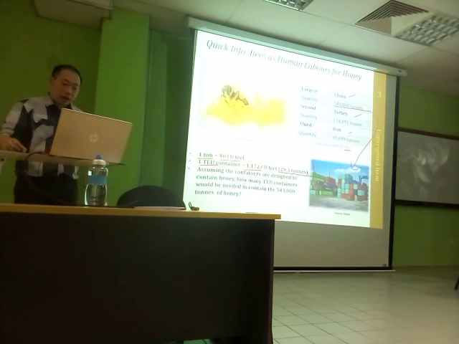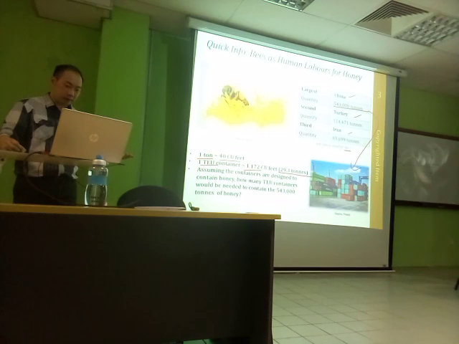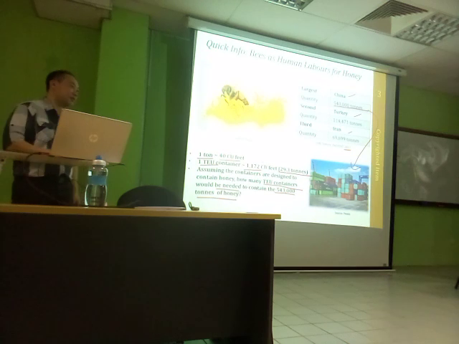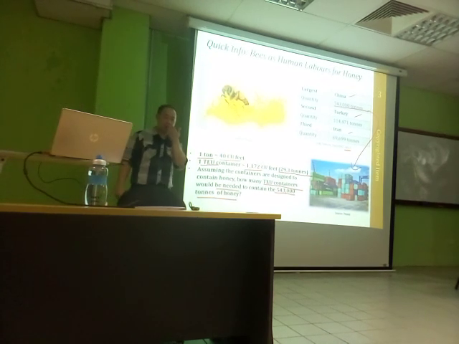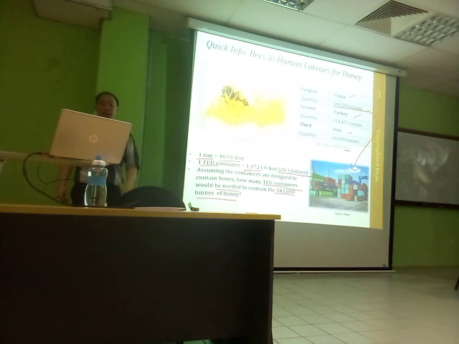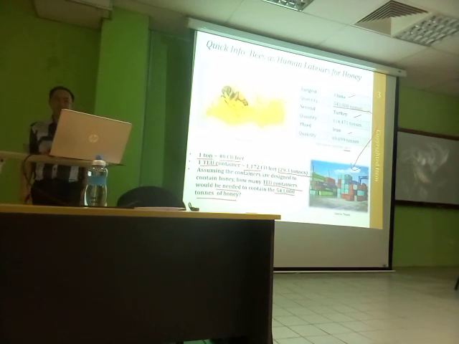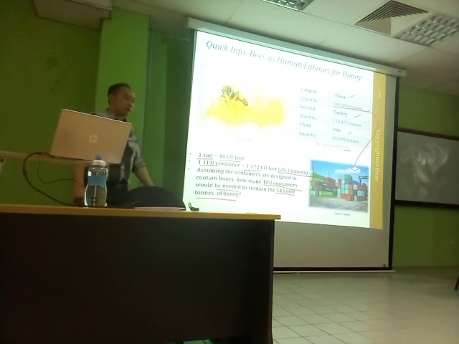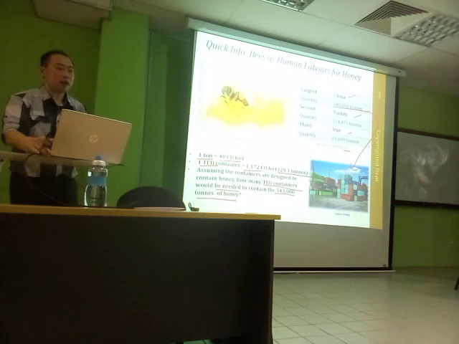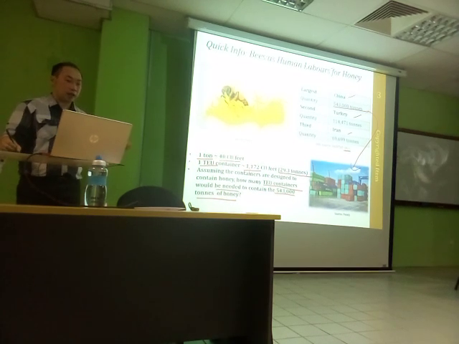Now, assuming the containers are designed to contain honey, how many containers would be needed to contain these 543,000 tons of honey? 18,532. Okay, around 18,500 containers would be needed to contain this amount of honey. That would be a high number of containers on a cargo ship, right? Just to give you an idea about the production of honey. Now, here we understand China is the largest producer of honey.